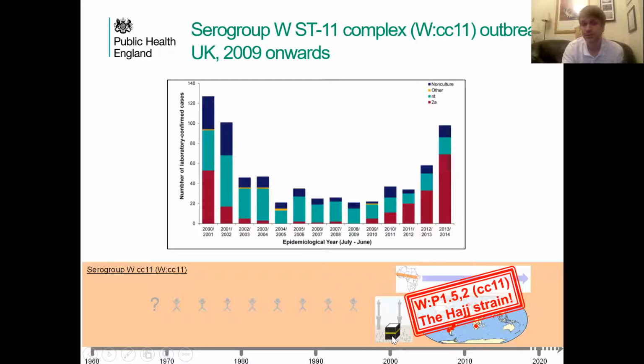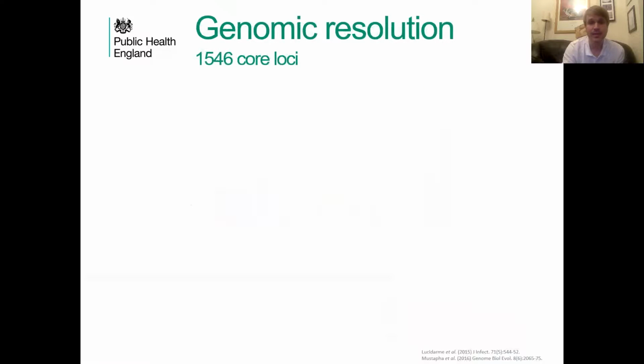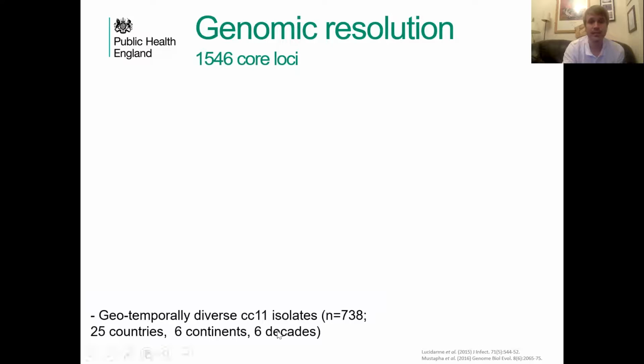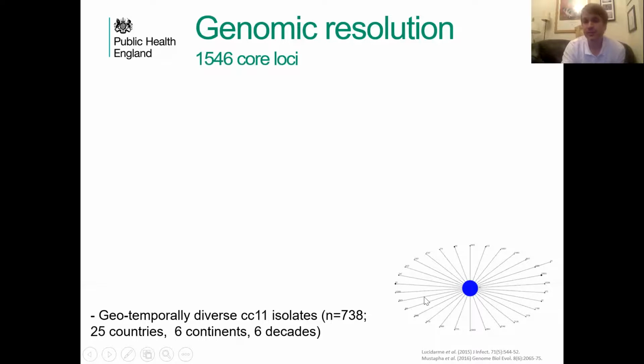But of course, in the days of the MGL and accessible genomes, we were able to look at this more closely. So with funding from Martin's Wellcome Trust grant, we were able to look at a comprehensive panel of CC11 isolates, 738 in total, from 25 countries across 6 continents and over 6 decades. So what would it look like using MLST?